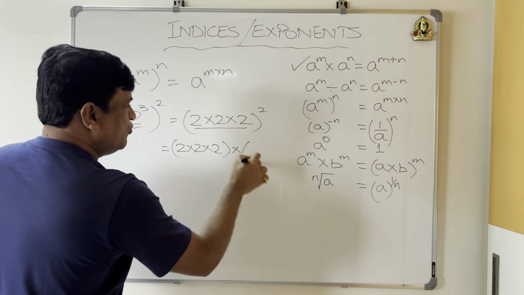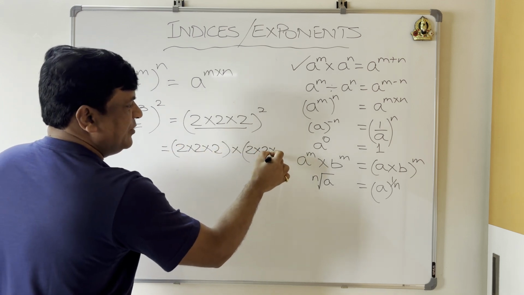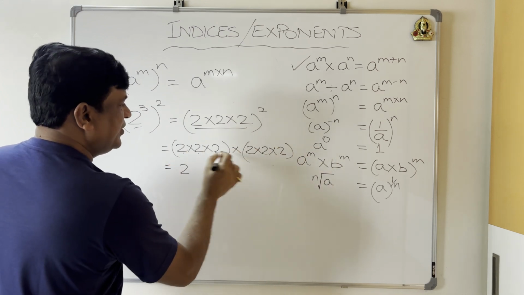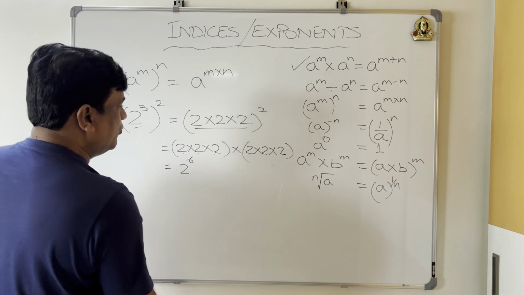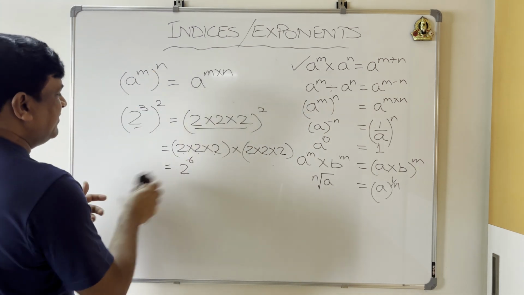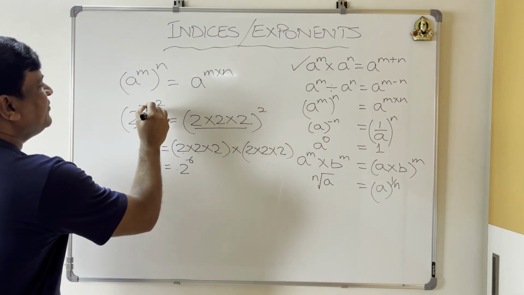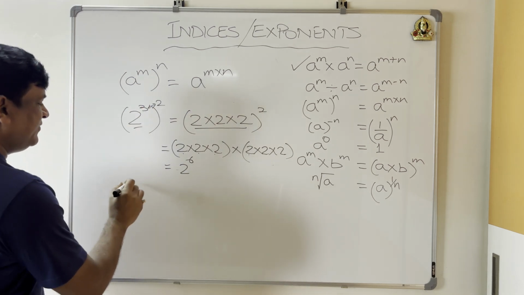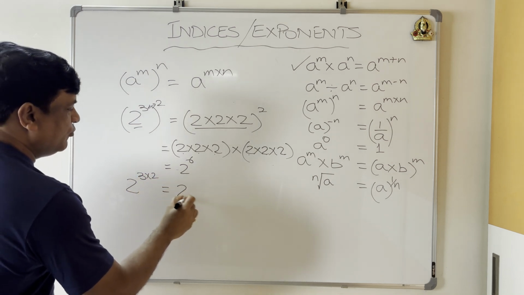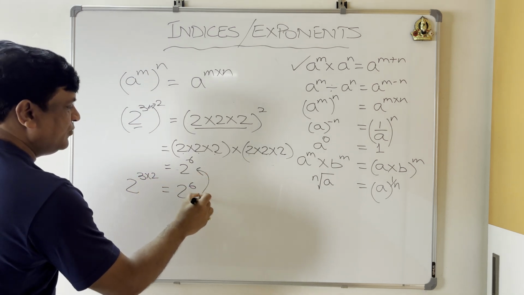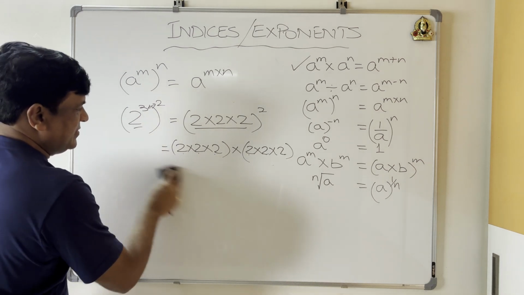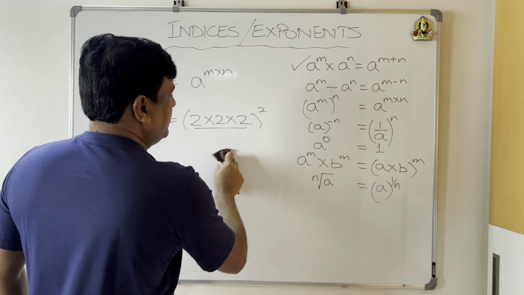This, into 2 into 2 into 2. So how many times do you get? You get 1, 2, 3, 4, 5, 6. You get 2 to the power 6. So instead of doing this, can you simply multiply these two exponents? What do you get? 2 to the power 3 into 2, which is nothing but 2 to the power 6. Aren't these two equal? Make sense? Okay. Let's move on to the next one.